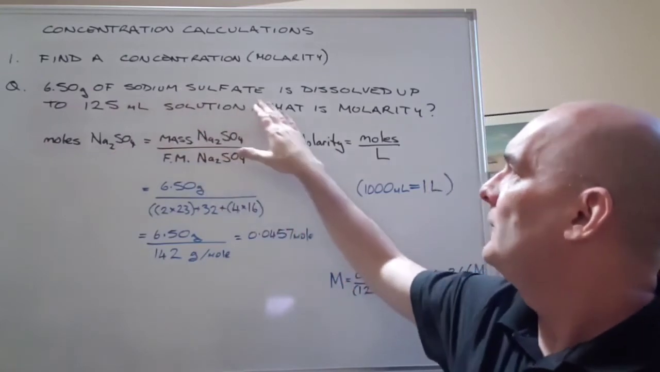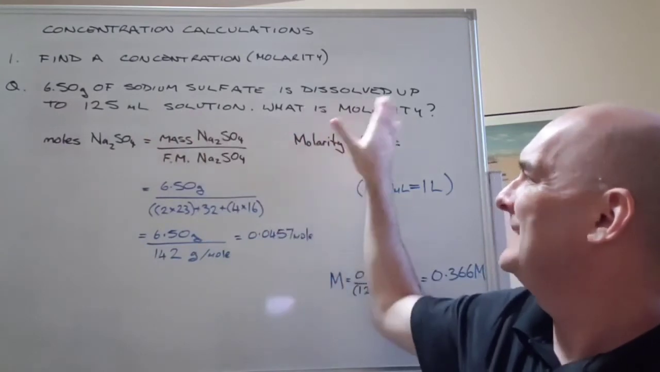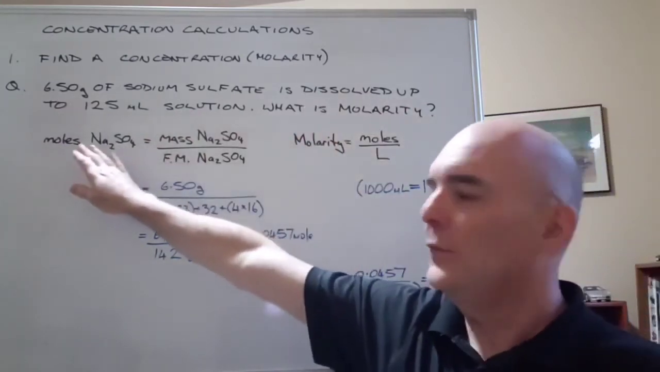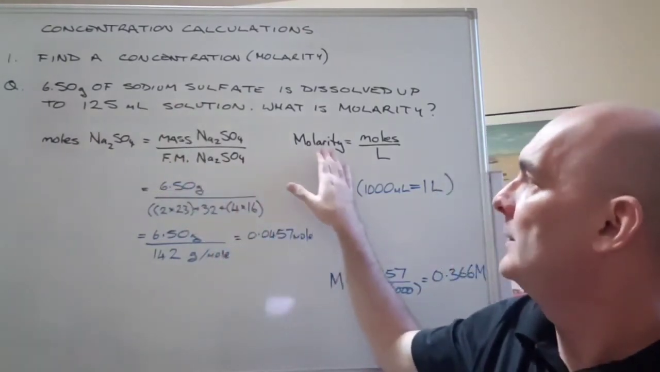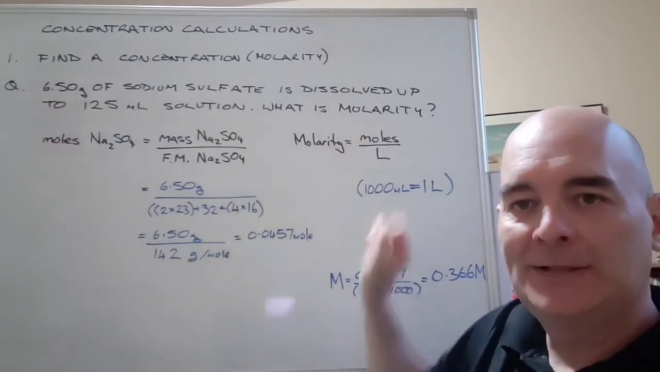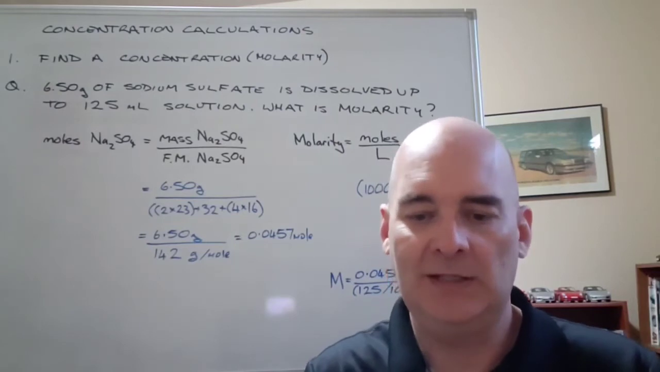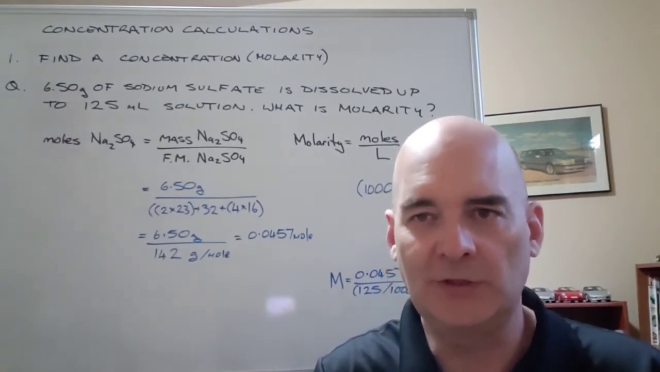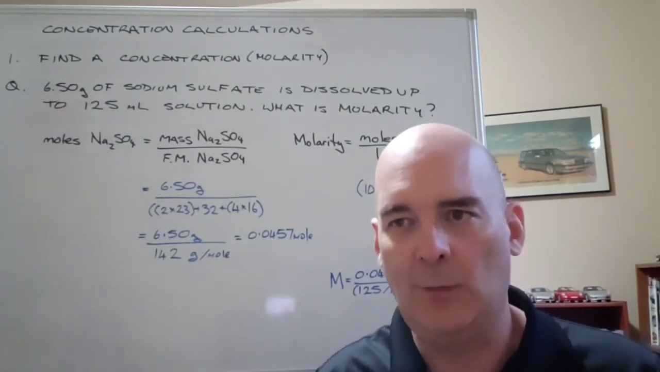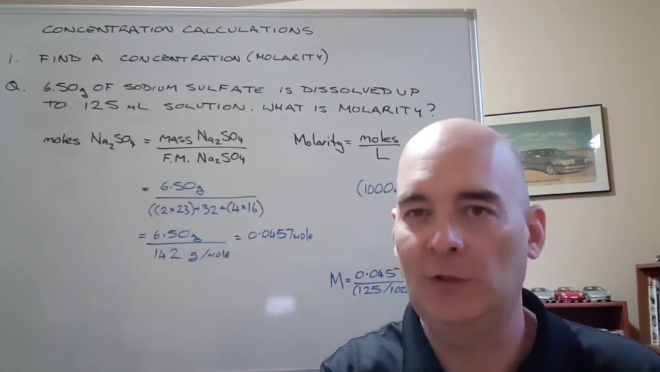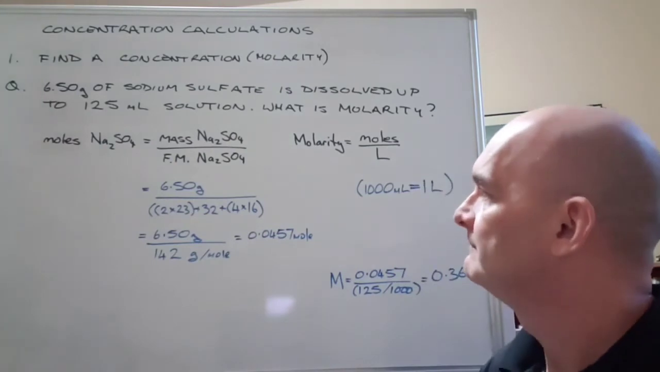6.50 grams of sodium sulfate is dissolved up to 125 milliliter solution. What is the molarity? We need to know that moles is mass divided by formula mass, and we need to know that molarity is moles per liter. The way I've got it written out on the board is broken down into those two equations. I'm solving for those two equations separately, but when I'm done, we'll do it the dimensional analysis way, in which I solve for the final answer all in one big equation.